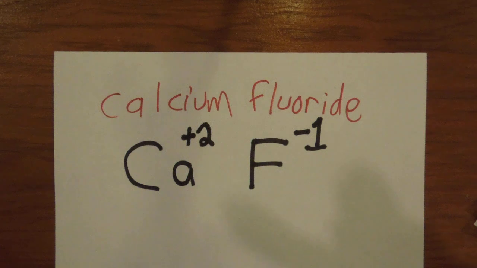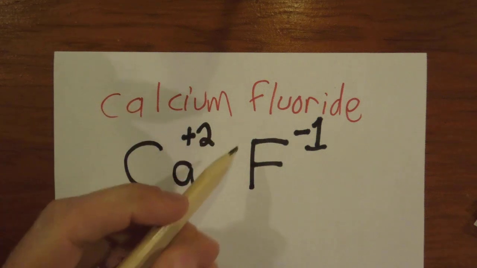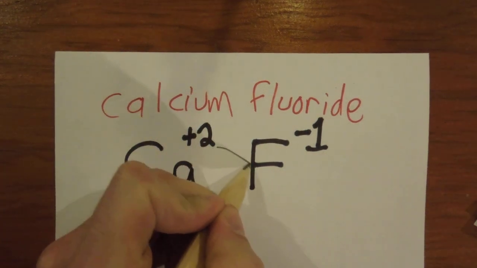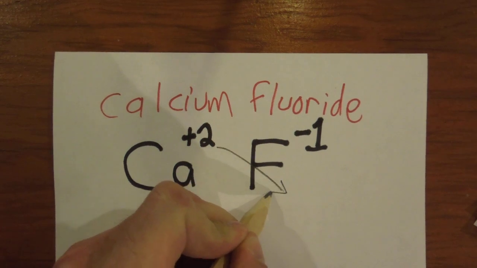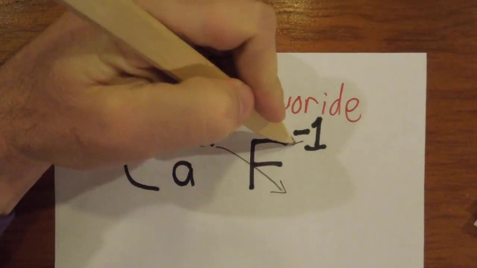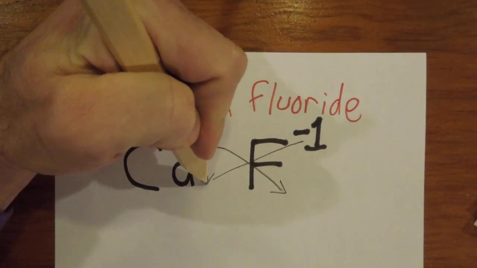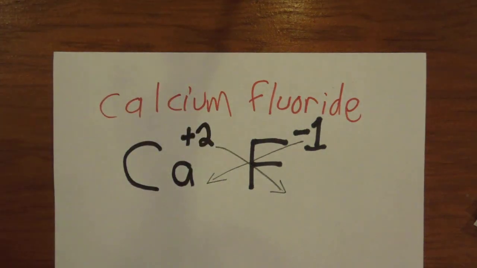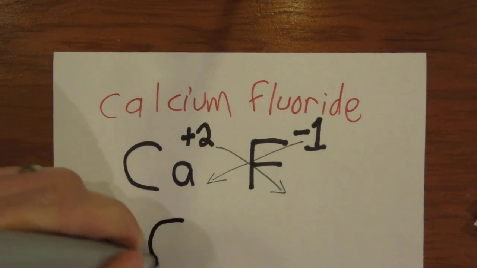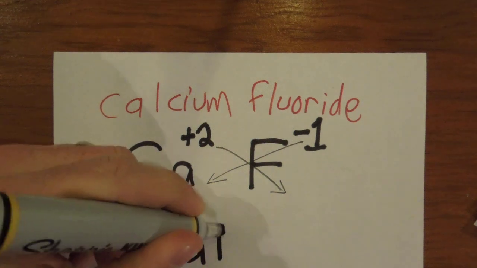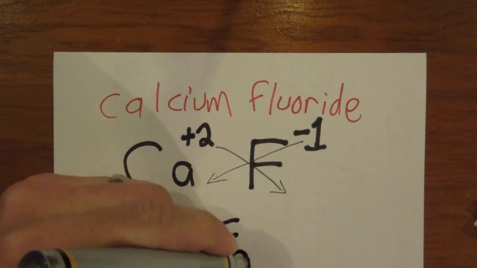Now we are ready to crisscross, okay? So we'll take this 2, and it will come down here and become the subscript for the fluorine. And we'll take this -1, it will come down here and be the subscript for the calcium. And now we've got a nice formula, CaF2.